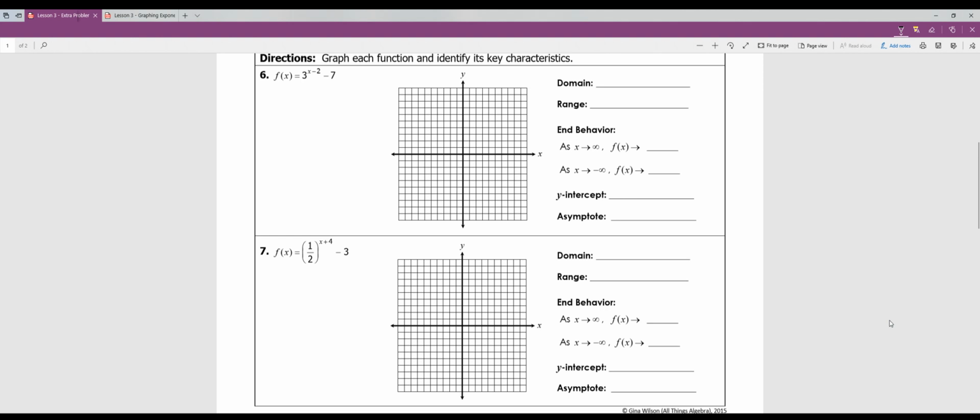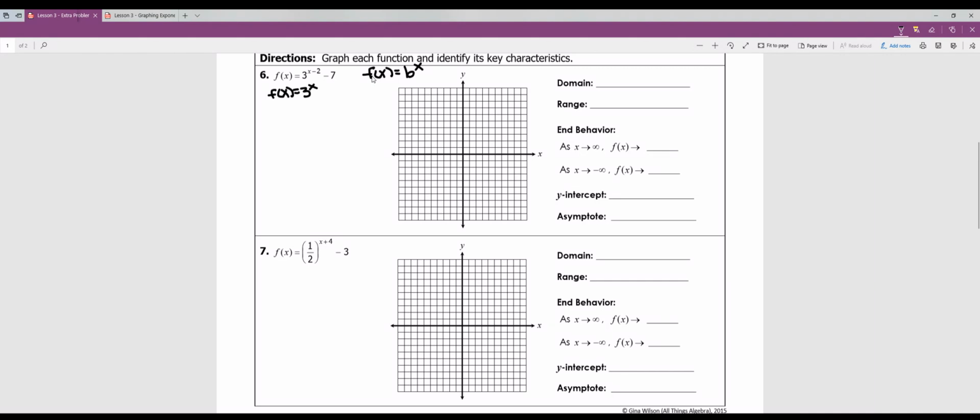We are going to work another example here a little bit more slowly. Starting here with number 6, I'm given a transformed function and I want to first identify the parent function. Remember, the parent function is some constant raised to the x power. So if I look at my transformed function, the constant that I can pull out raised to a power is going to be 3 to the x. So that was my parent function.